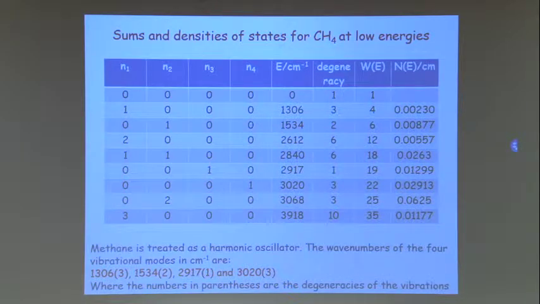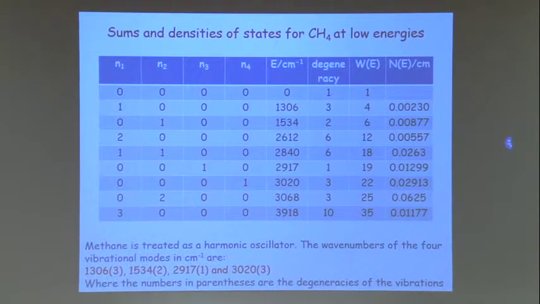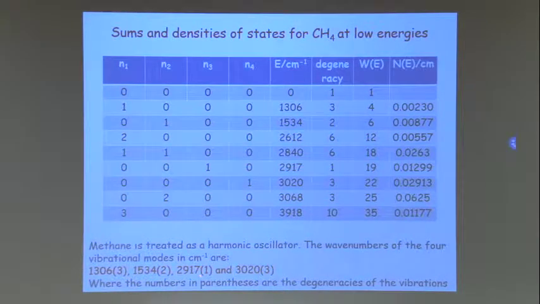Okay, in order to understand what sums and densities of states are, let's look at methane. Methane has four vibrational modes, with frequencies 1306, 1534, 2917, and 3020 wave numbers. The 1306 is triply degenerate, so there are three vibrations in there. The 1534 is doubly degenerate, the 2917 is singly degenerate, and the 3020 is triply degenerate.